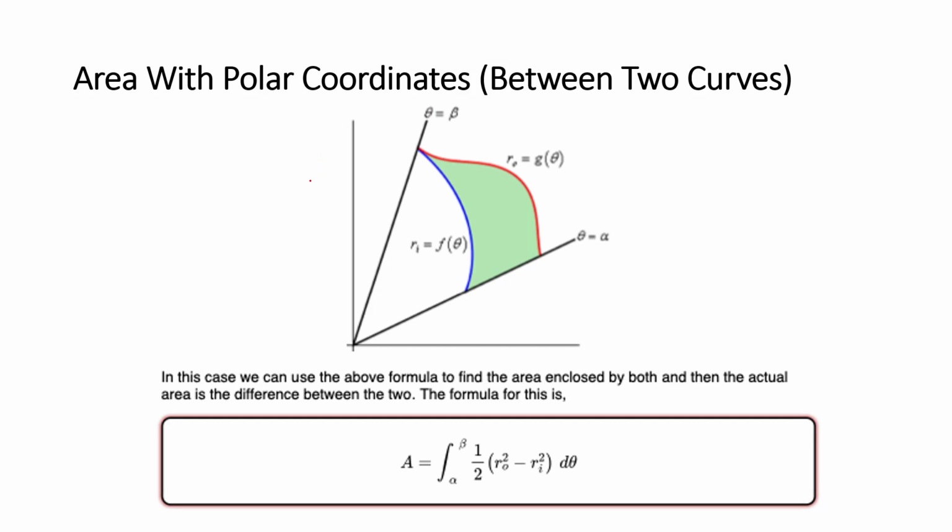Okay, so polar coordinates between two curves. We now have two equations. The difference between the one and the other is that you now have two sets of polar equations that you need to incorporate in your formula. So area is equal to 1/2 integral of r outer squared minus r inner squared d theta, still from alpha to beta, bounded by the two curves. So outer minus inner.